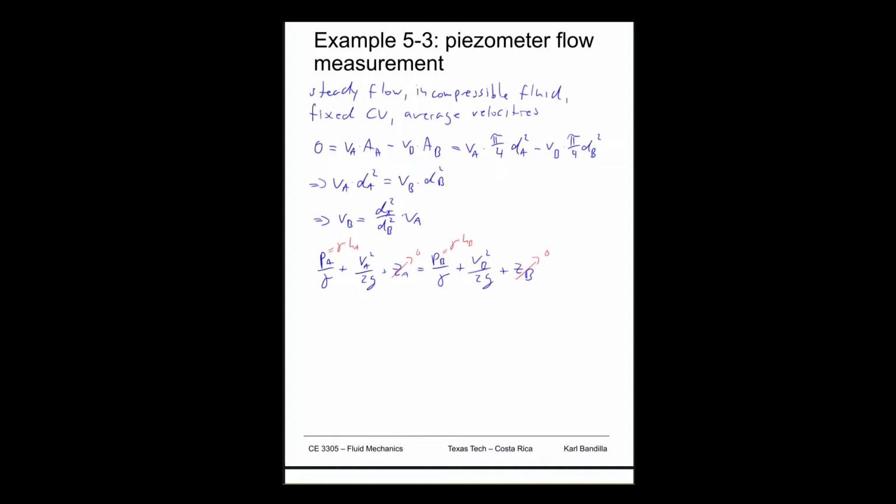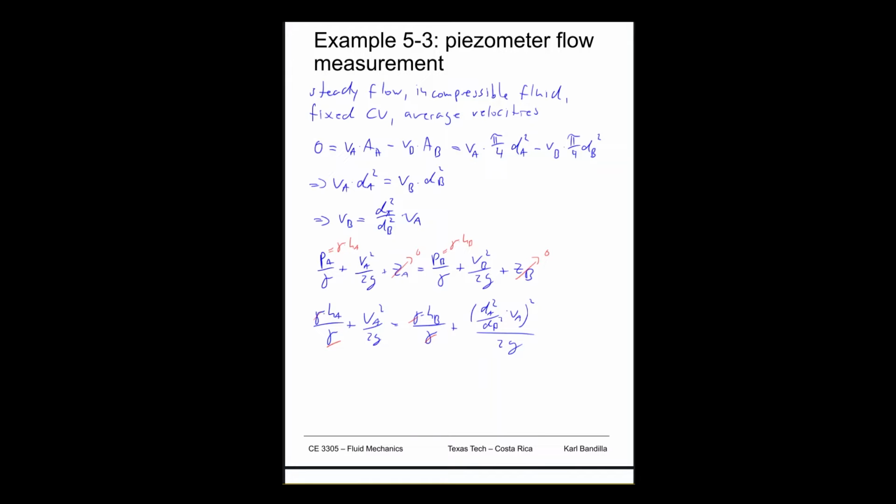So what do we have? We have gamma times HA over gamma. VA is what we're looking for. Is equal to gamma times HB over gamma. Those, of course, are going to cancel. Now, our VB we set up here was dA squared over dB squared times VA. That all squared because it's a VB squared over 2G. All right, what do we see? We see, of course, that these gammas cancel. Oh, we can't cancel those G's, we have to leave them, so maybe we'll rewrite this.